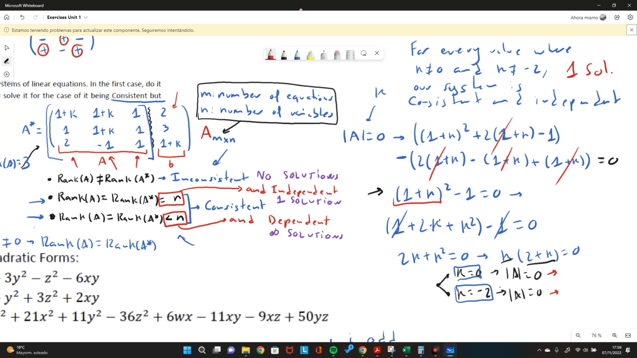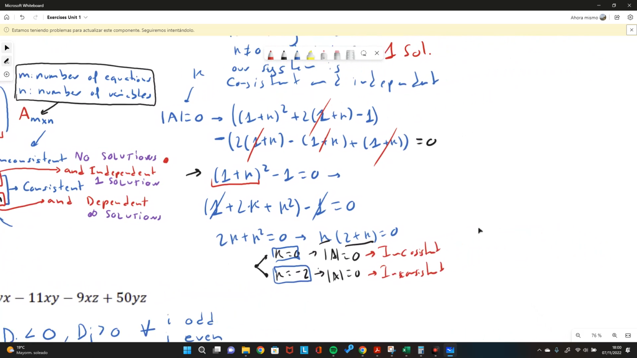We can find a determinant that is different from 0, and so in both cases, we are in front of a system that has no solutions. Both lead to inconsistent systems. You'll see. I'm going to show you, okay? No problem.